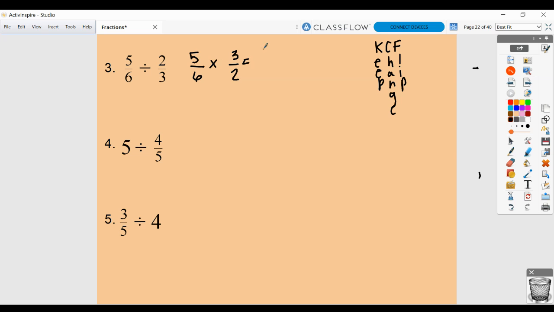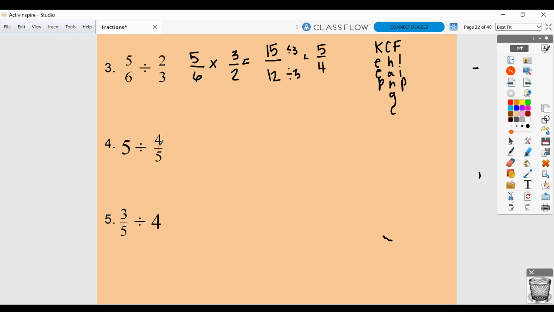So 5 times 3 is 15. 6 times 2 is 12. This fraction does simplify because they both go into 3. So you get 5/4.